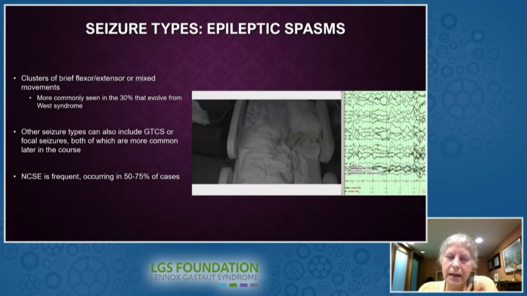Other seizure types can also include generalized tonic-clonic seizures or focal seizures, both of which can be more common later in the course. And then another important feature of Lennox-Gastaut is non-convulsive status epilepticus, and that is very frequent. It occurs in at least half to three quarters of cases and can often be challenging to recognize in a timely manner. These patients are often having frequent seizures anyway, and they have intellectual disability. So I think here we really want to be sure that we listen to the parents. The parents will often come in and say, you know what, my child is just not right. They really seem more out of it. They really seem much more in a fog.